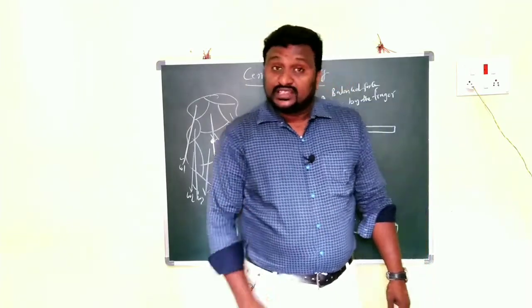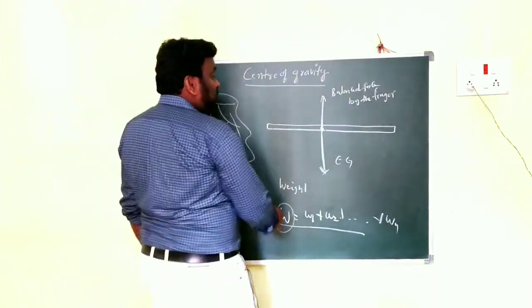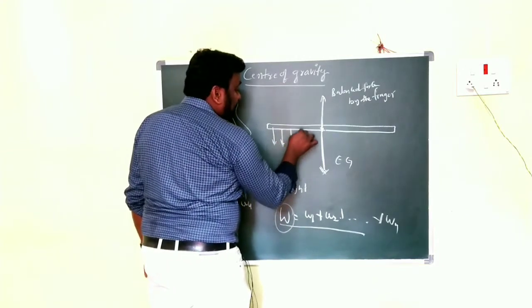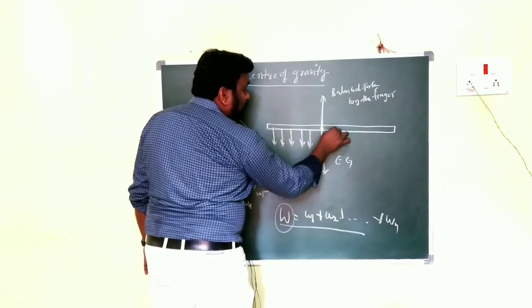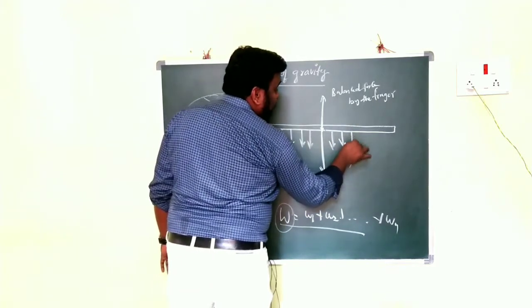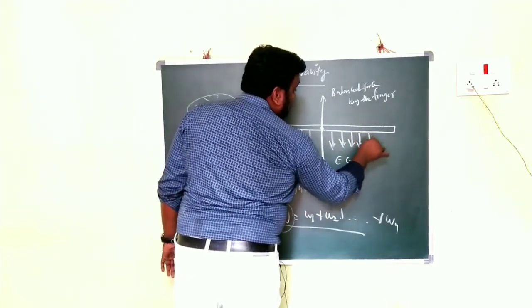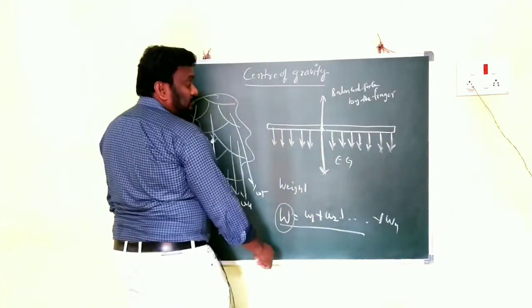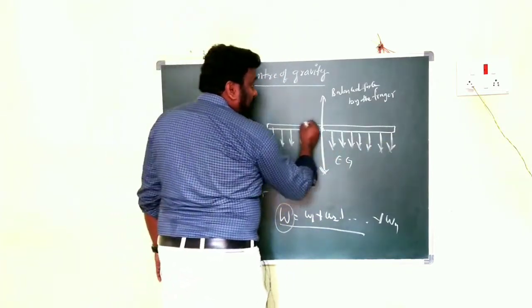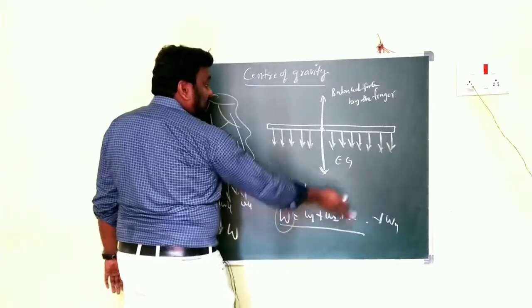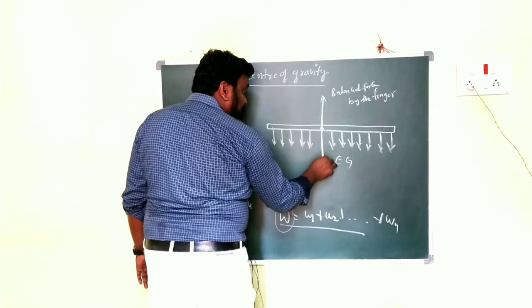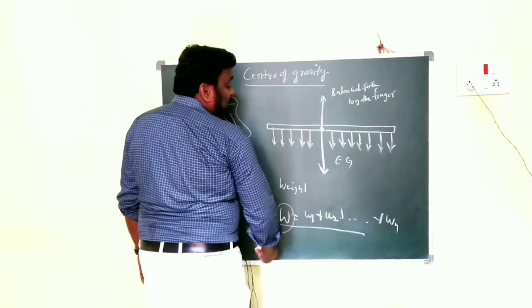Clear, children? In this case also, for the scale, so many vectors of weight are there. Every part of the scale is attracted towards the earth, but the total weight acts from one point only. Every part is attracted by the earth, but the entire weight is located at this point, and that is shown by one resultant vector.